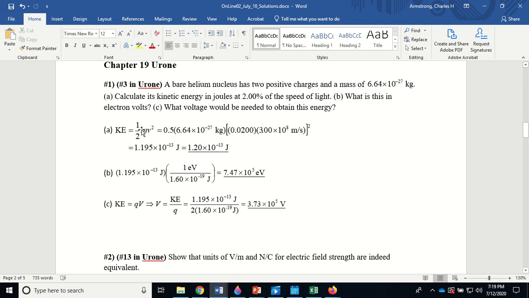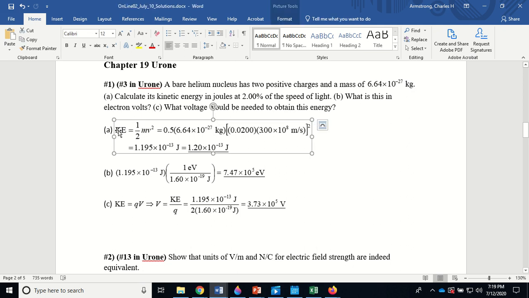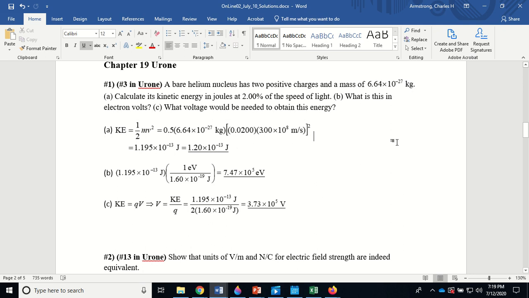See there, it's the same formula for the kinetic energy that you had in 5A, 1/2 mv squared. So we've got the 1/2, we've got the mass right there, so you just multiply it out, and you end up with 1.195 times 10 to the minus 13 joules. But if we want to have 3 significant digits, we'd make it 1.20 times 10 to the minus 13 joules. So that would be the kinetic energy in joules of this mass with positive charges, okay?